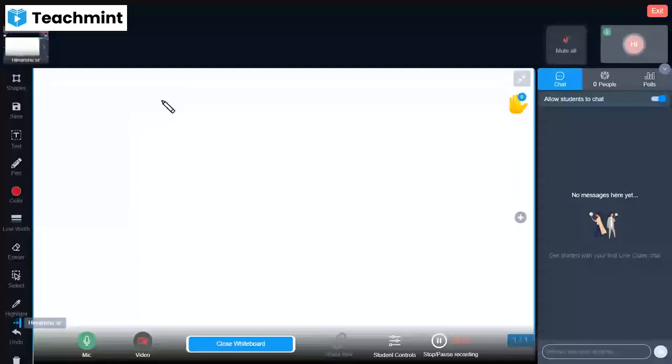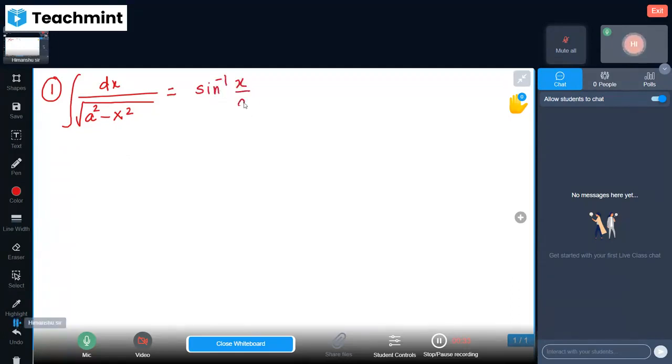Hello dear students, today we will do certain higher level integrations. For that the formula is needed. The first of this category is number 1: the integral of dx upon square root of a square minus x square. For this kind of integration, the formula is sine inverse of x upon a plus c. This is the formula.